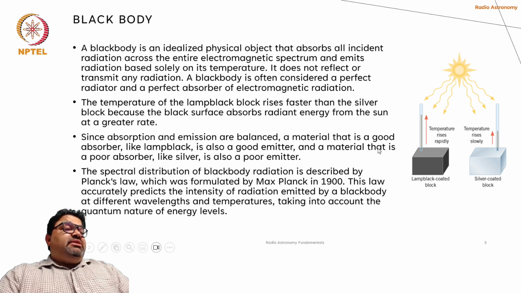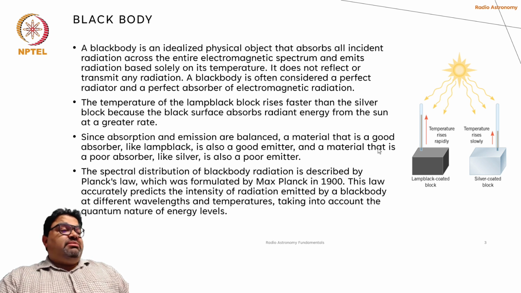Since absorption and emission are balanced, a material that is a good absorber like lamp black is also a good emitter, and a material that is a poor absorber like silver is also a poor emitter. The spectral distribution of black body radiation is described by Planck's law. It's a very important contribution of Max Planck in 1900. This law accurately predicts the intensity of radiation emitted by a black body at different wavelengths and temperatures, taking into account the quantum nature of the energy levels.